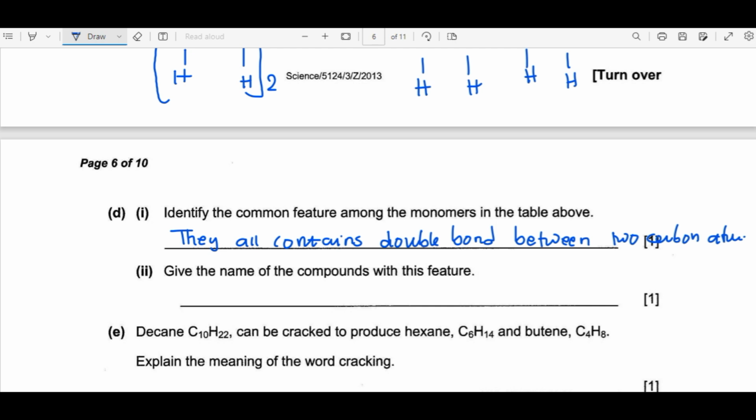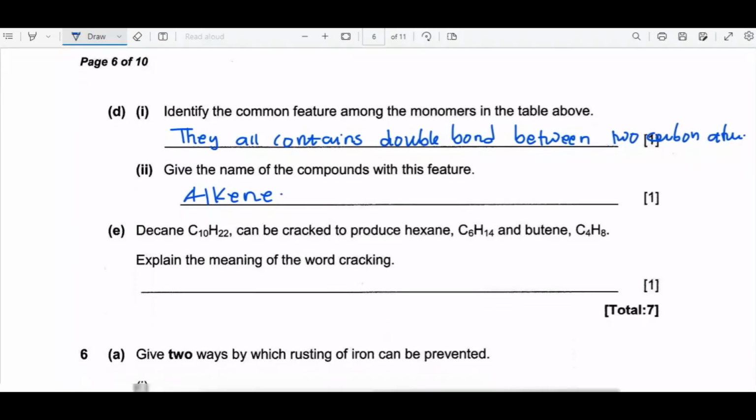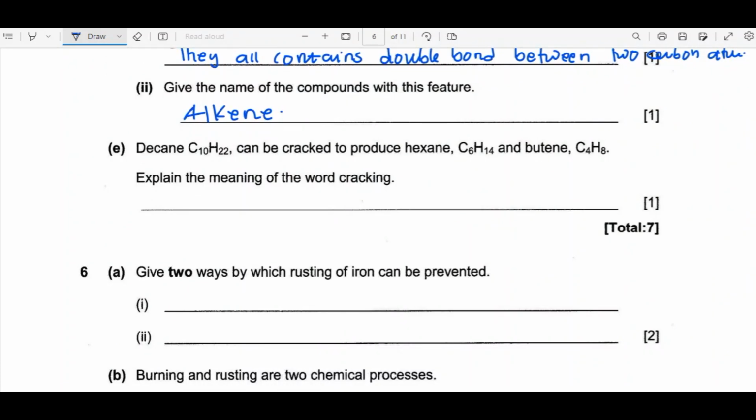Then give the name of the compounds with this feature. We can just say alkenes. Whenever you have the double bond, you are dealing with the alkenes. Then decane, C10H22 can be cracked to produce hexane, C6H14, and butene, C4H8.